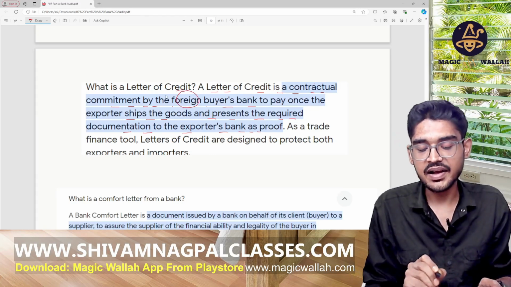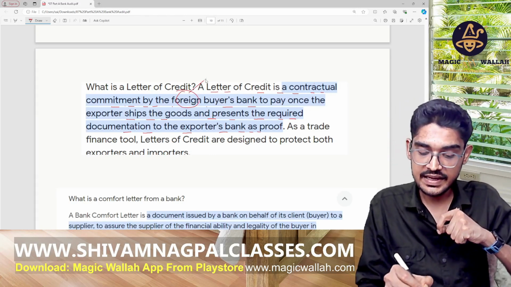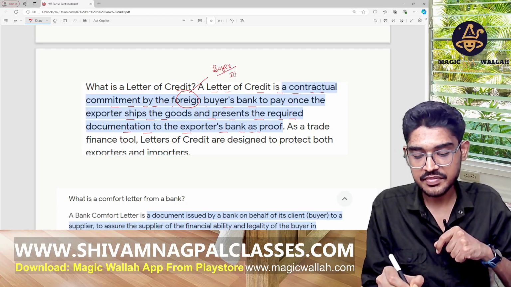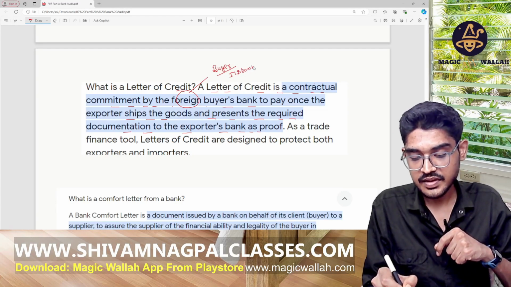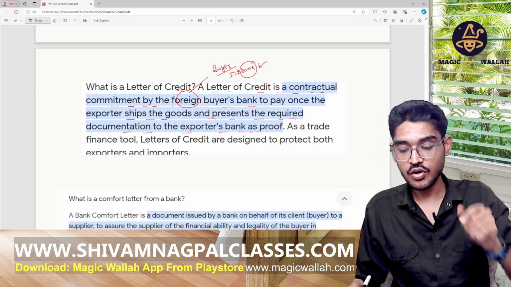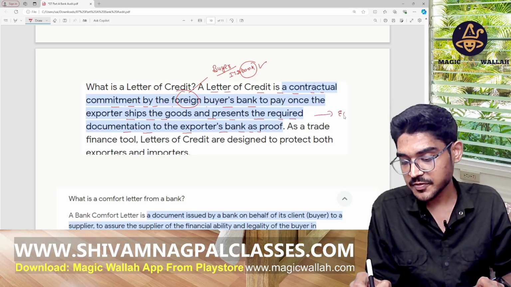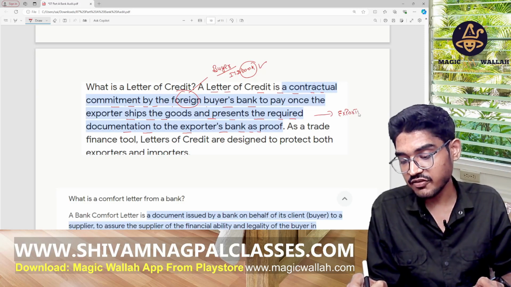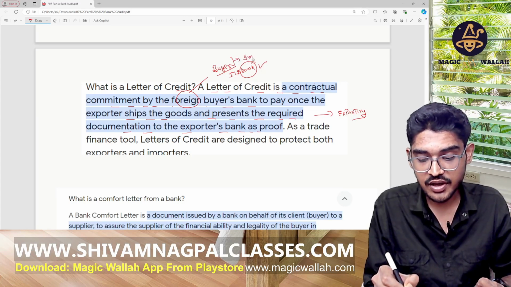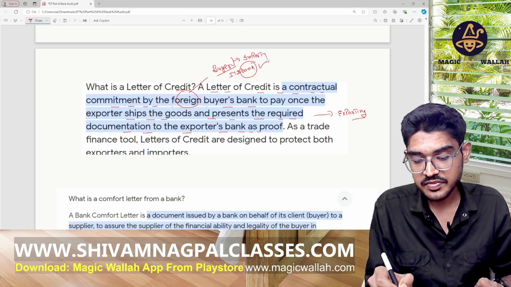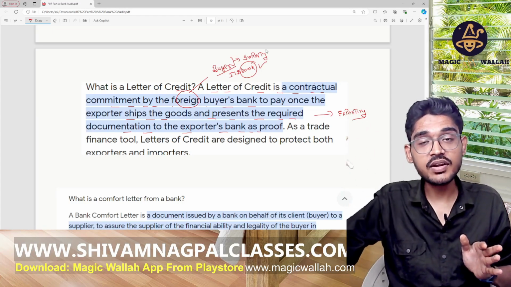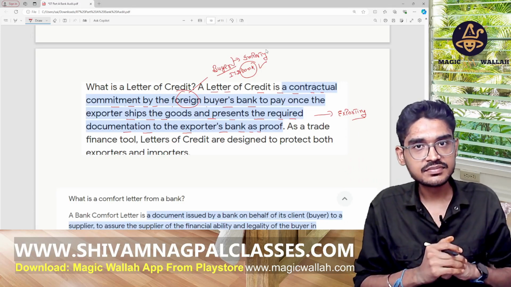So the foreign buyer's bank, you can say, in India there is a buyer and its bank in India. This bank will pay to a foreign person who is exporting the goods. A person in the foreign country is exporting the goods. A buyer in India is importing the goods. A seller in the foreign country is exporting the goods to India, right?